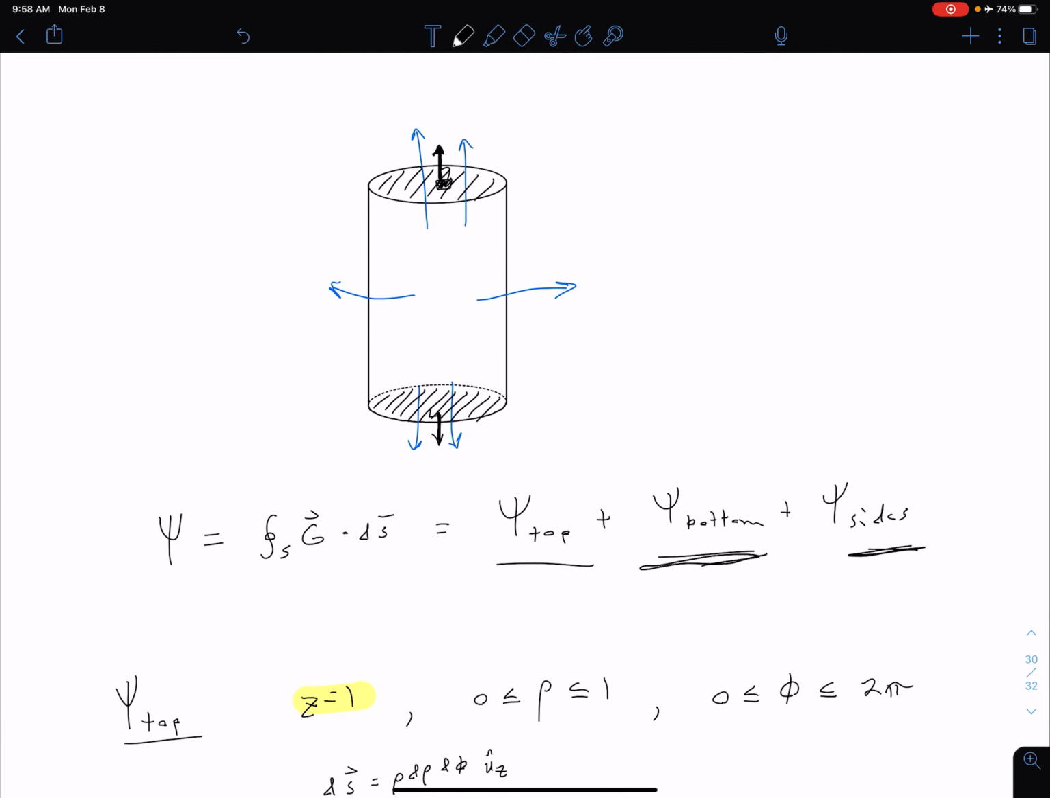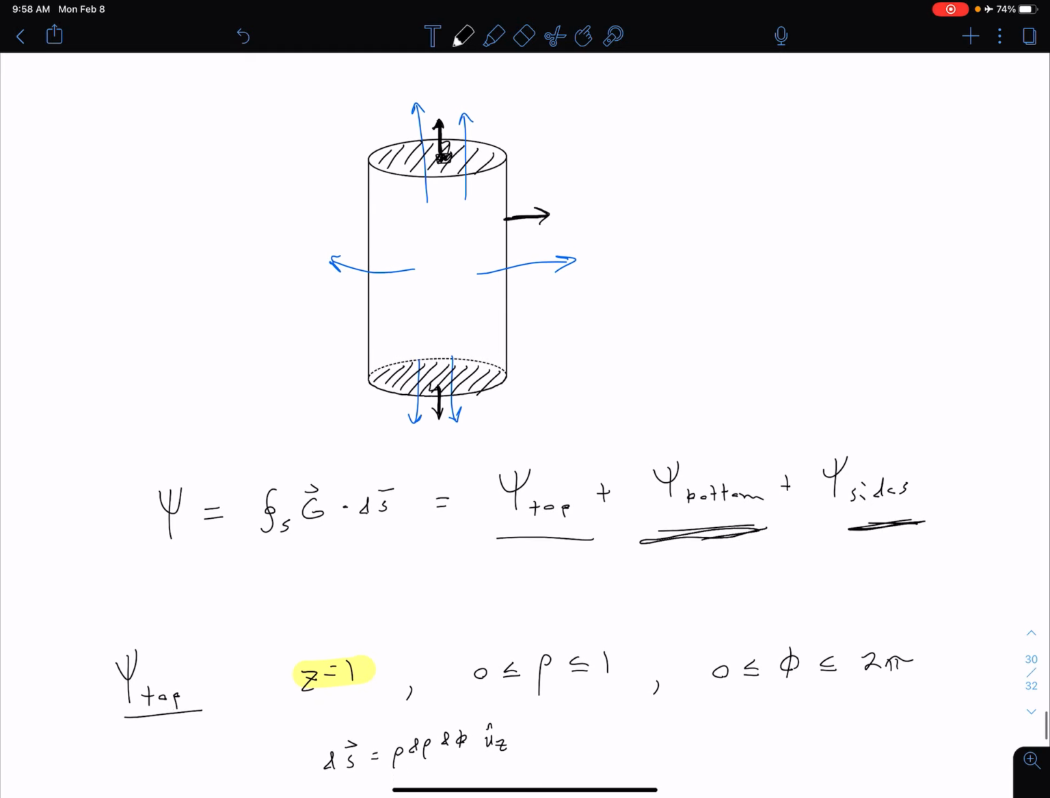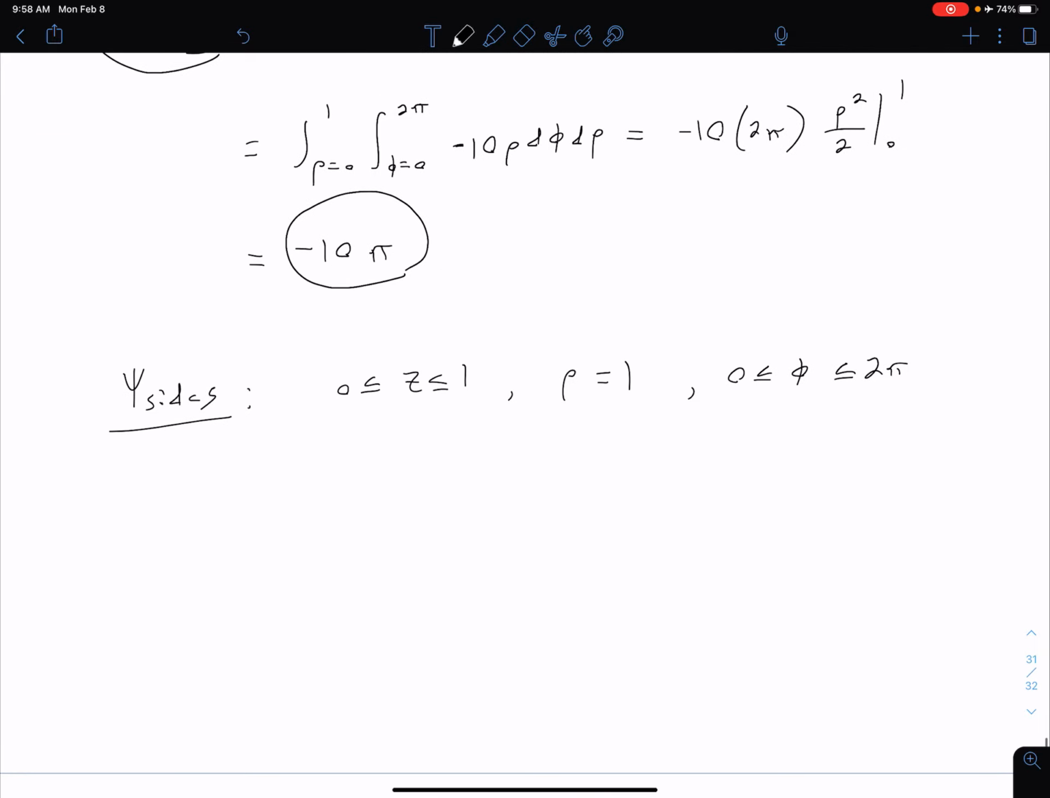So in this case, we want our unit normal surface vector, or our differential surface vector, to be pointing away from the sides. And so that's going to be in our rho direction. And again, you can go back to your notes to determine the exact differential surface area, but it ends up being rho dz d phi, and as we said, that's going to be in our rho direction.